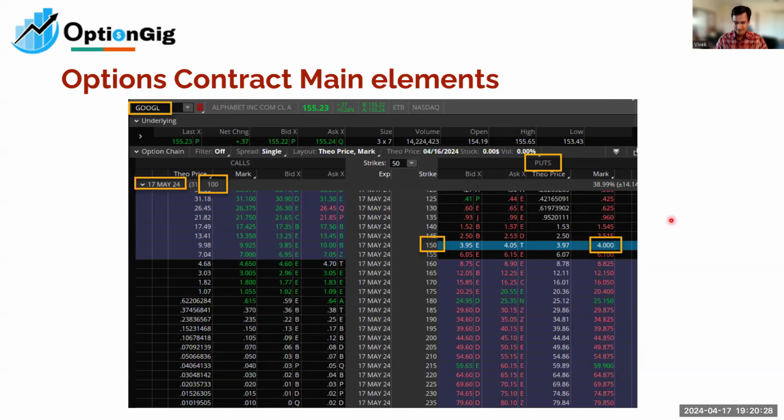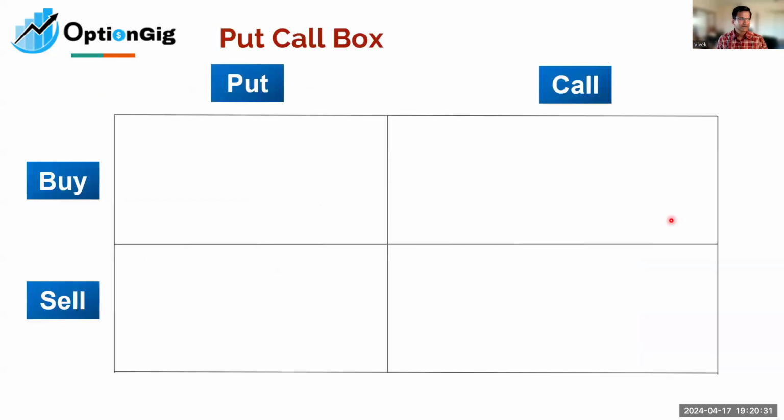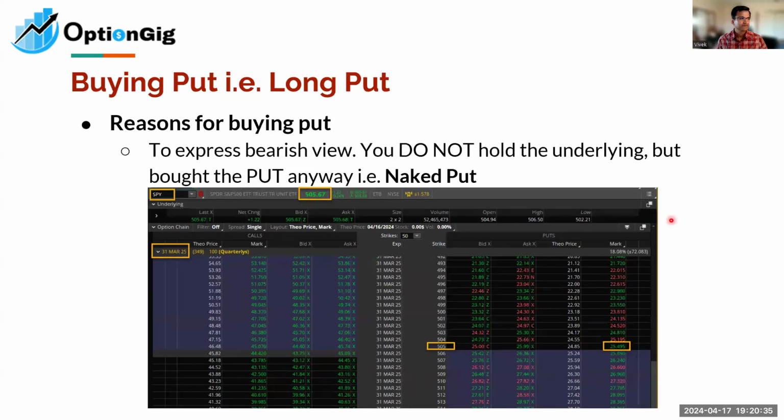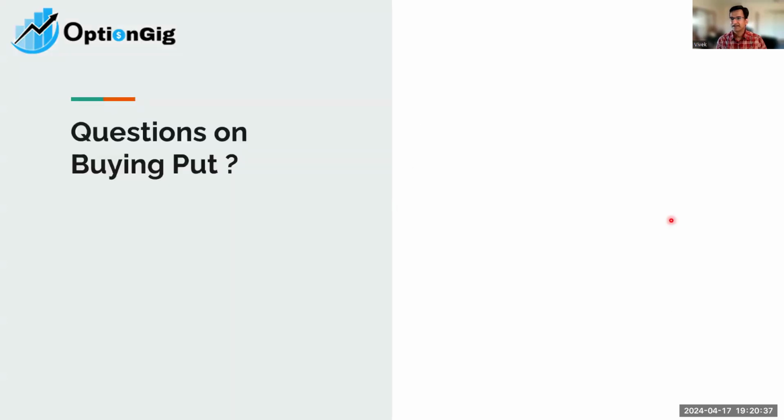Okay. All right. This one. Anything else on buying put?